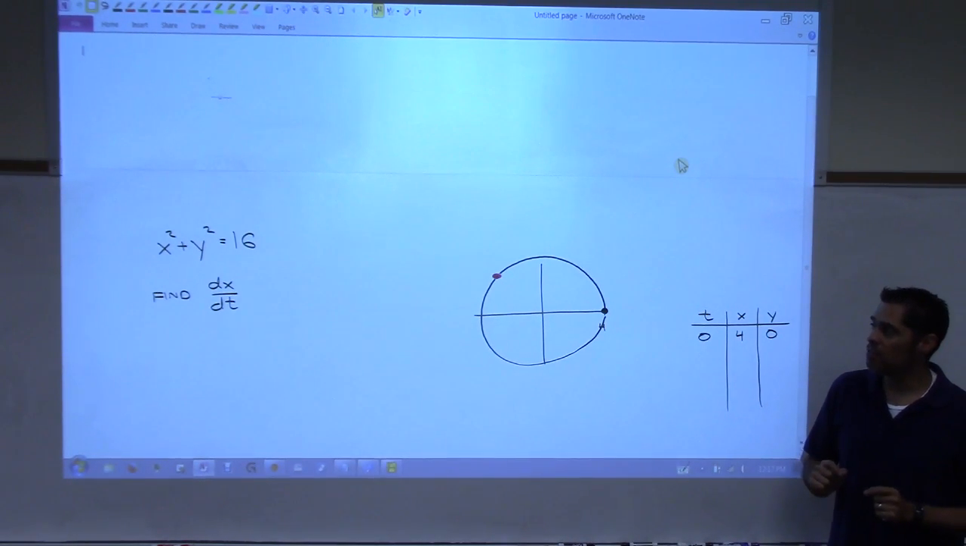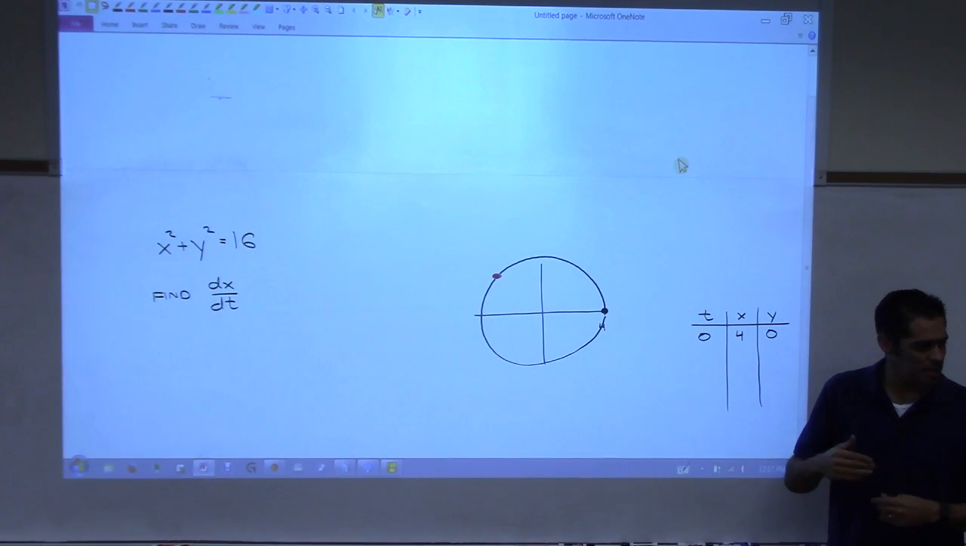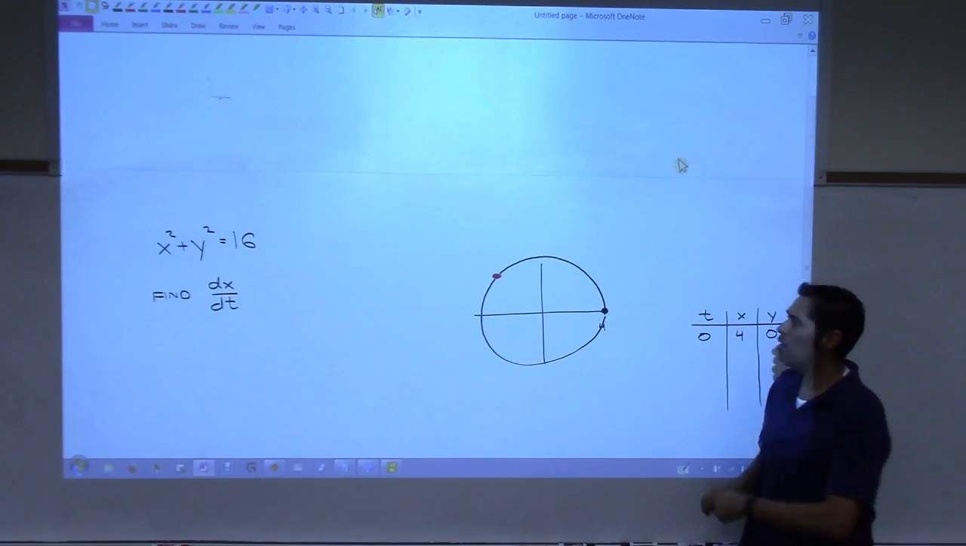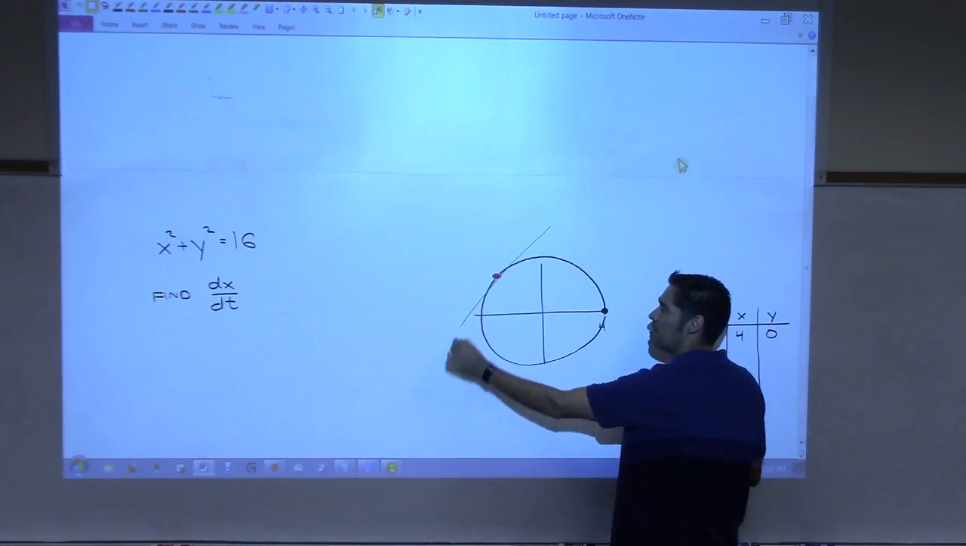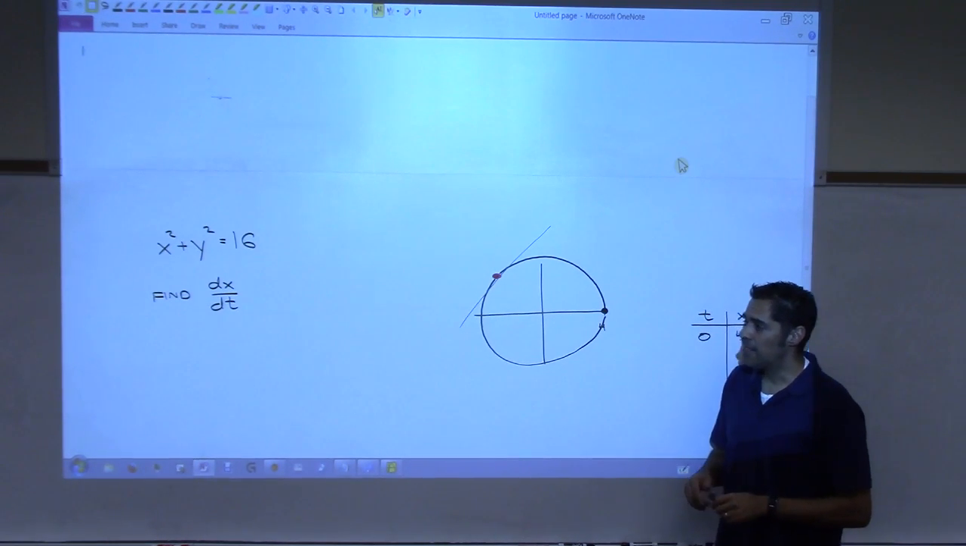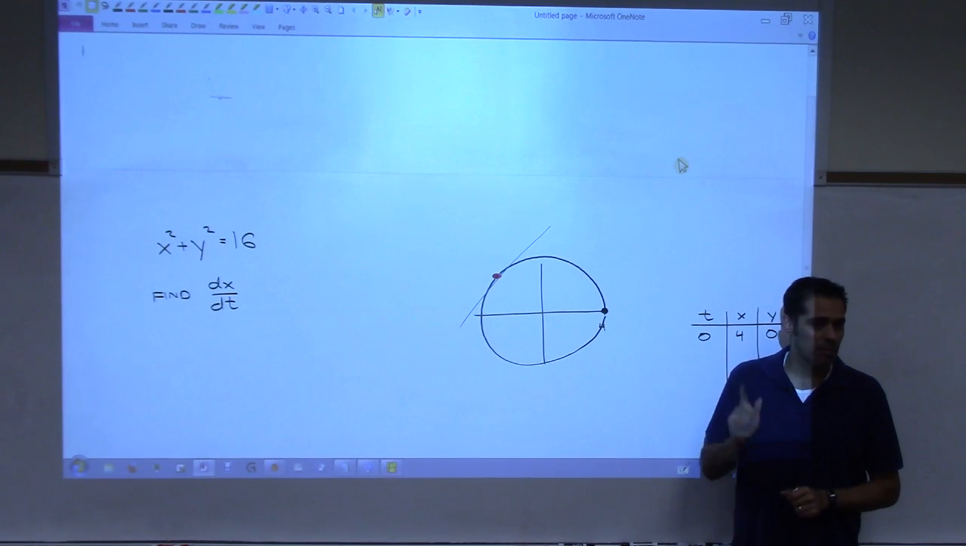This is no longer looking at the slope of the tangent line, because the slope of the tangent line was change in y over change in x. That right there does not represent that. What it represents is how fast your x-coordinate is changing with respect to time.